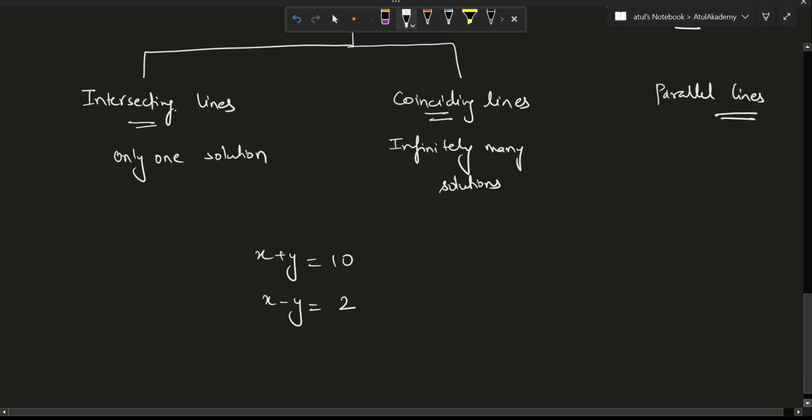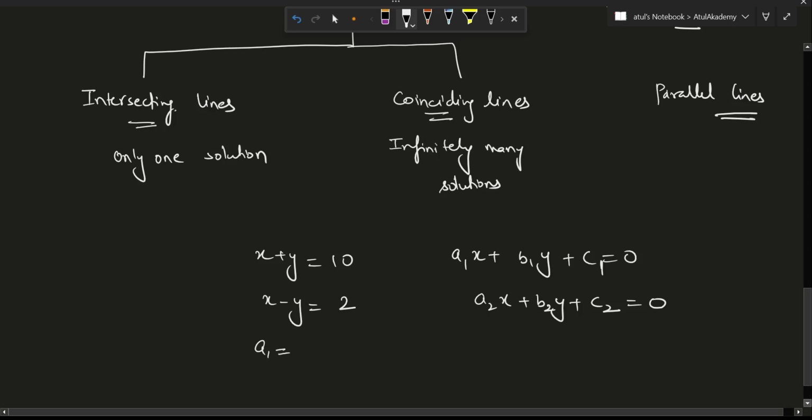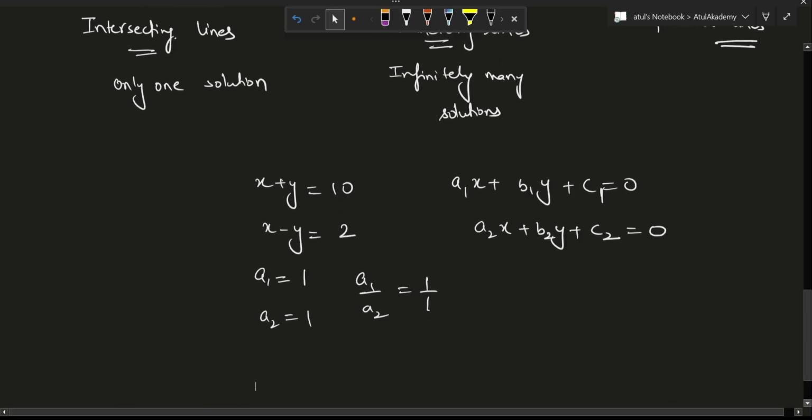In this case, let me represent it in this form also. a1x plus b1y plus c1 equals 0 is the standard form, and a2x plus b2y plus c2 equals 0. That's the standard equation. Now, what is the value of a1 over here? a1 is 1. a2 is also 1. So what's a1 by a2? 1 by 1. Fine.